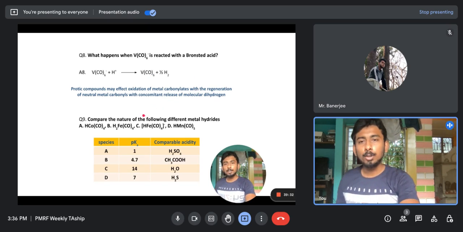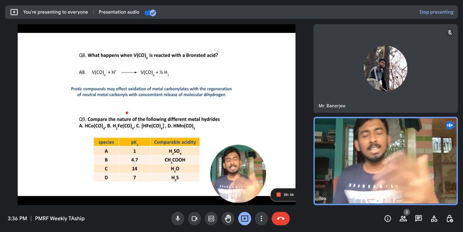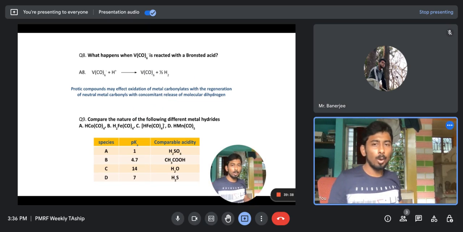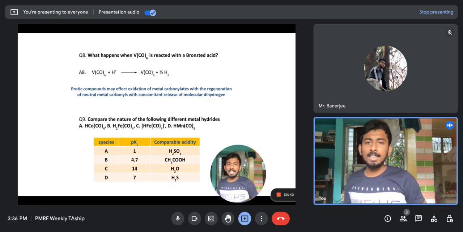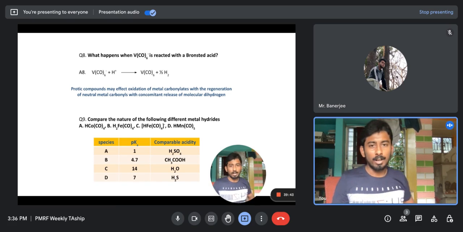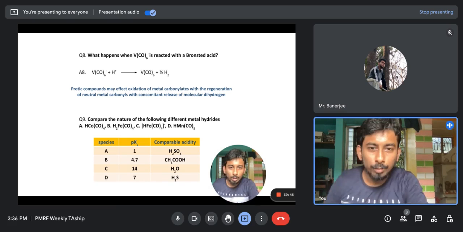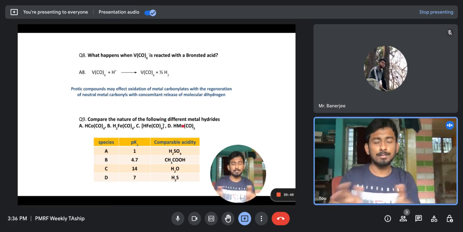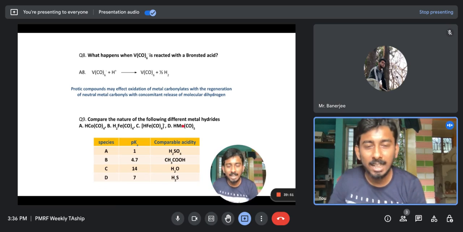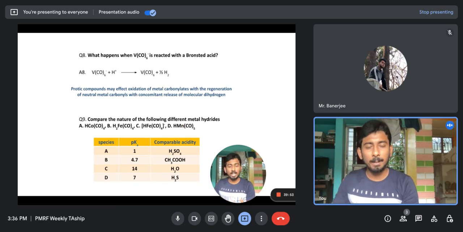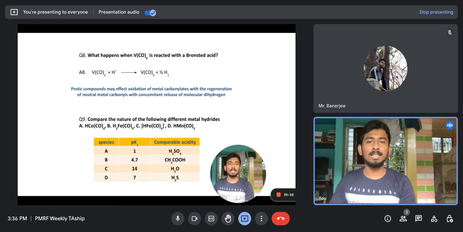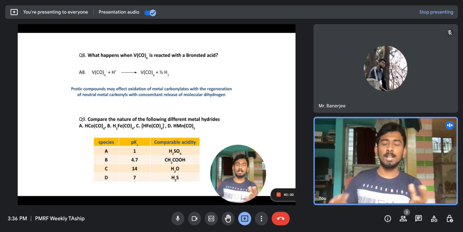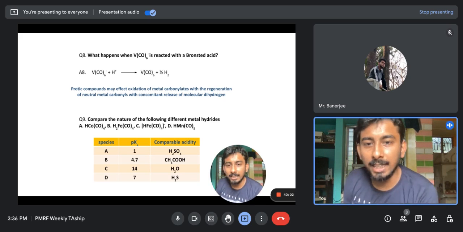Now, if we come to the next question, it is comparing the nature of the following different metal hydrides, that is HCo(CO)4, or the second one is H2Fe(CO)4, or HFe(CO)4 minus, or HMn(CO)5. So these are 4 systems. All are actually transition metal carbonyl hydrides. In all cases they are metal hydrides, and also metal carbonylates. So we have to compare the nature of the following metal hydrides.